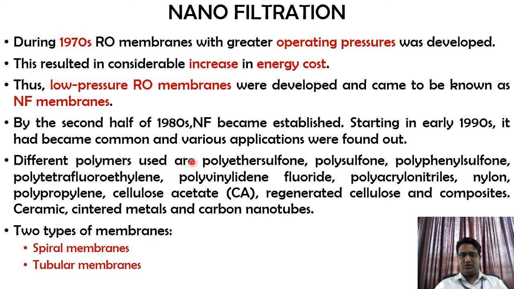Different polymers are used, such as polyether sulfone, polysulfone, polyphenyl sulfone, polytetrafluoroethylene, polyvinylidene fluoride, polyacrylonitrile, nylon, polypropylene, cellulose acetate, regenerated cellulose, composites, ceramic, sintered metals, and carbon nanotubes. Here, sintered metals are nothing but burnt metals, or utilized metals, that can be used as different materials for nanofiltration.